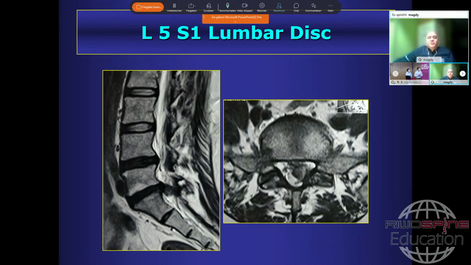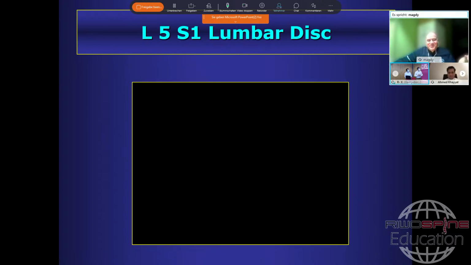This is an L5S1 disc. As I told you in the beginning, I was keeping myself away from the interlaminar. I don't know why. But then I started doing it, thanks to Dr. Mahisha, who in this case was teaching me.